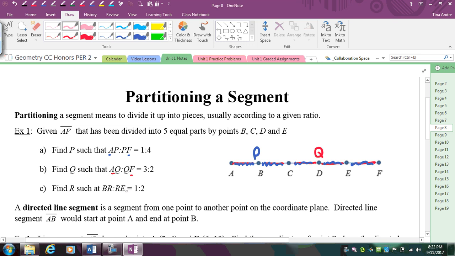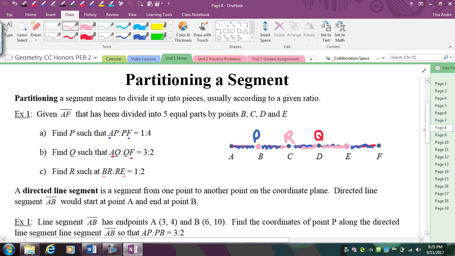And then the last one here, we have a 1-to-2 ratio. B and E are the outside points this time. So we're really looking at from B to E, only this section, and we're breaking it up into 1-to-2 parts. Here's 1 part, that's where we're going to put point R, and then here's your 2 parts. So this is 1-to-2 because remember, we're only looking at from B to E, only this section of the whole segment. That's the idea of partitioning.